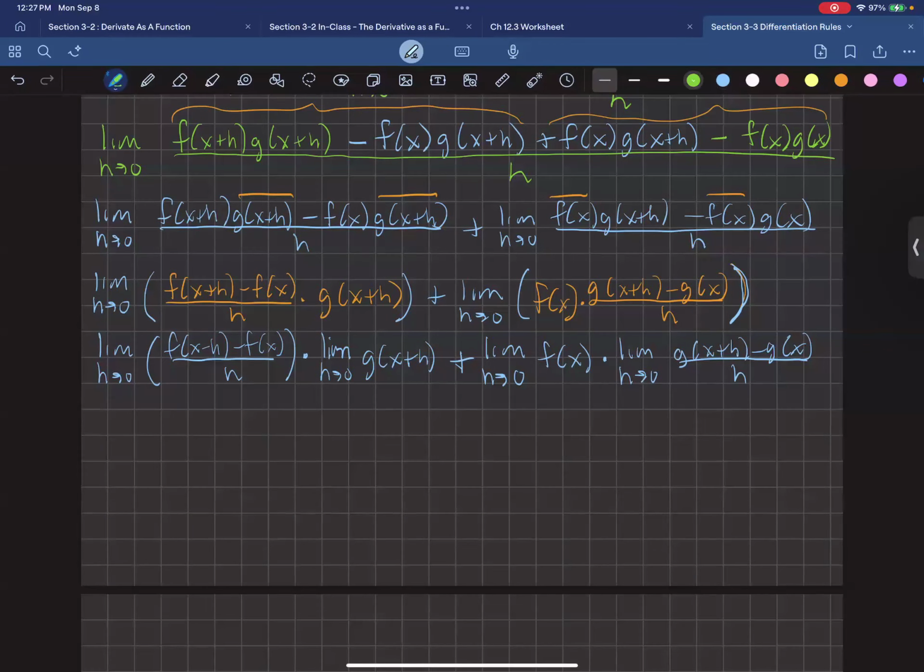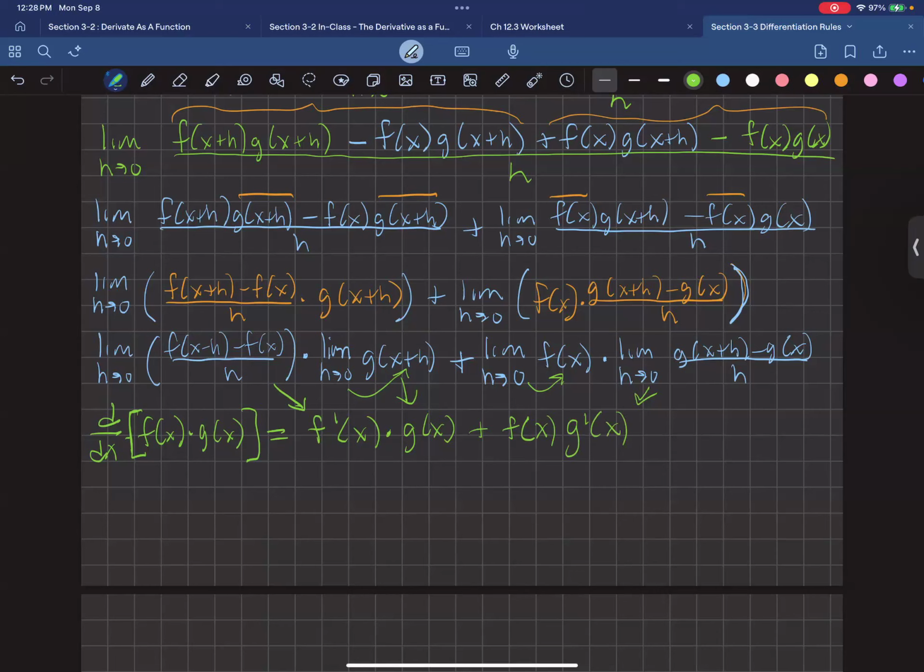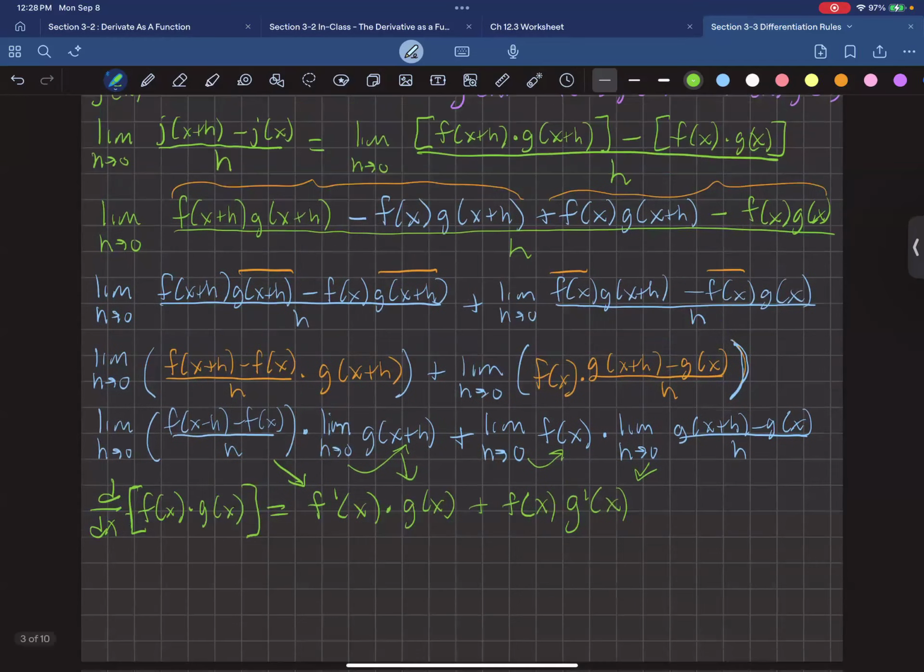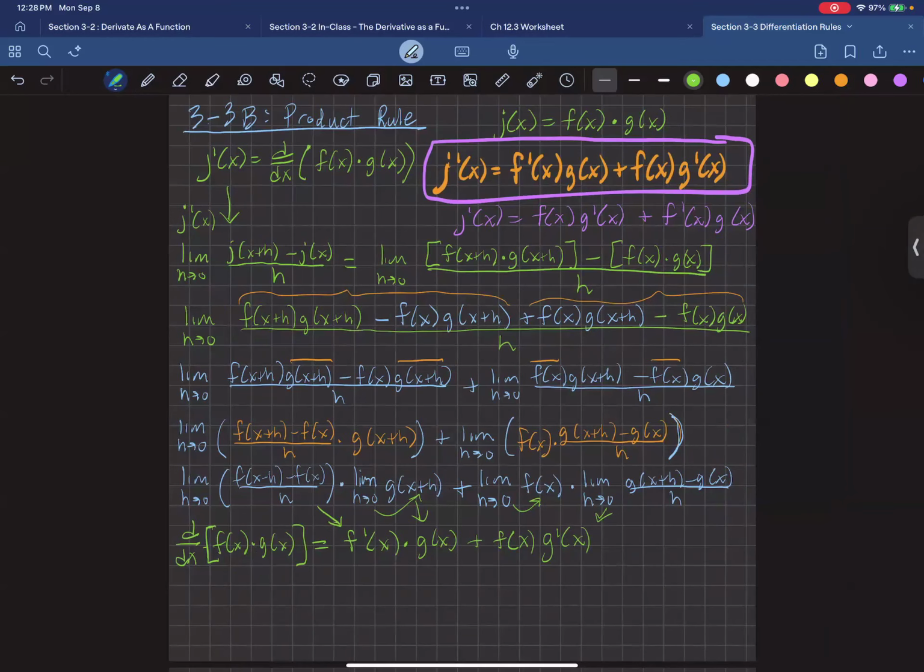And finally, this is the derivative. Remember, this is what we're doing, the derivative of F of X times G of X equals, that is the definition of F prime of X. This, we just plug in H equals 0, we get G of X. Here, we plug 0 in for H, there's no H, we get F of X. And here, that's the definition of G prime of X. So we've shown what we had up here.